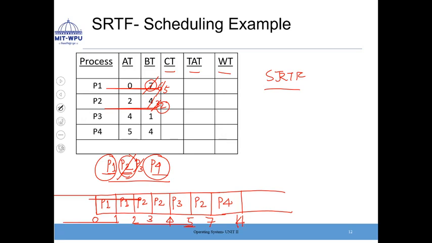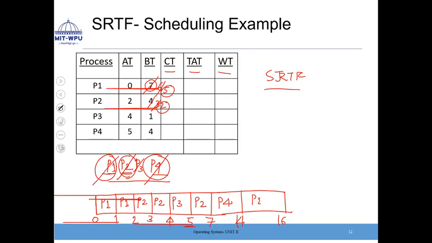Now P4 has finished its task, so the process which has left is P1. So P1, what is the burst time of P1? It is 5. So 11 plus 5 is 16. Now all the processes have finished their tasks. So the Gantt chart is available to us.